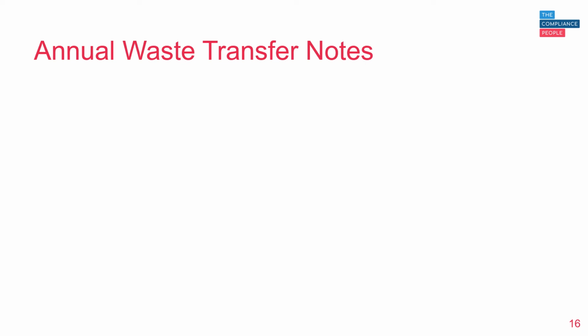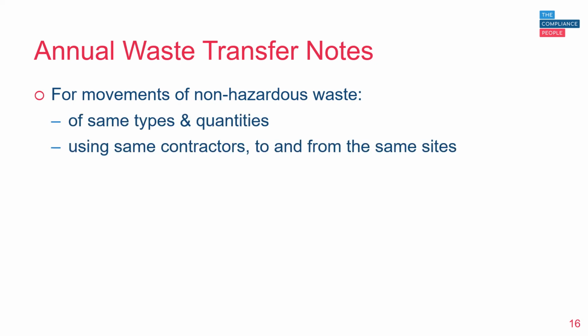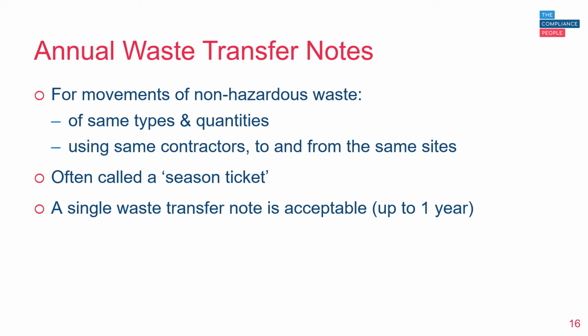You might also hear people talk about annual waste transfer notes or season tickets, and these are for movements of non-hazardous waste of the same types and quantities using the same contractors to and from the same sites. Season tickets or annual waste transfer notes are single waste transfer notes that cover a series of non-hazardous waste transfers. They can last up to 1 year and are used for regular transfers of the same type of non-hazardous waste with the same waste carrier. If you have several sites serviced by the same carrier with the same types of waste collected from you, these can be listed in a schedule to the season ticket.